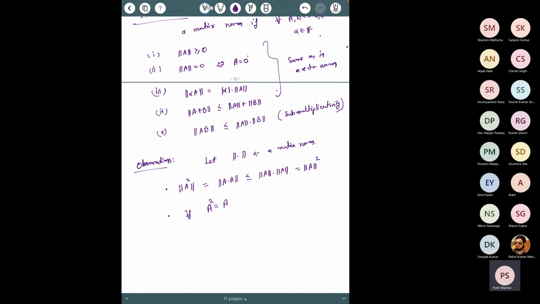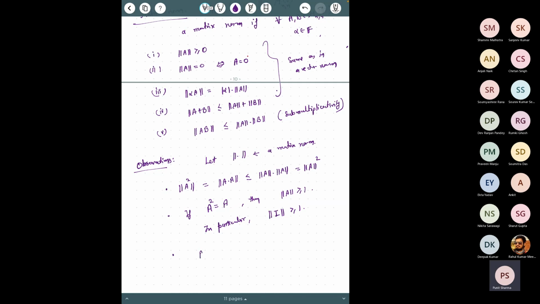Okay. Similarly, suppose we have a matrix A whose square is equal to A, there are such matrices. So A square is equal to A. Then because of the above property, because of the first observation, you can conclude that the length or size of A, or norm of A, is always greater than or equal to 1. In particular, if we are talking about a matrix norm, then the matrix norm of the identity matrix is always greater than or equal to 1.